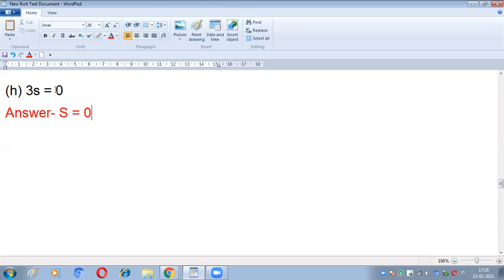So when 3 moves to the right hand side, it will have the sign of division. So 0 divided by 3 is equal to 0. 0 multiplied by 3 is 0, and 0 divided by 3 is 0. So the value for s is equal to 0.